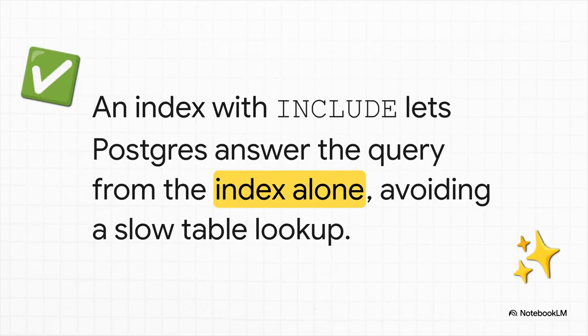The real magic of a covering index is that it lets Postgres answer the entire query from the index alone. Normally, the database uses an index to find the right rows, but then it has to take a slow trip back to the main table to grab the rest of the data. By including everything you need right there in the index, you completely skip that second step. This creates something called an index-only scan, and it is incredibly fast.